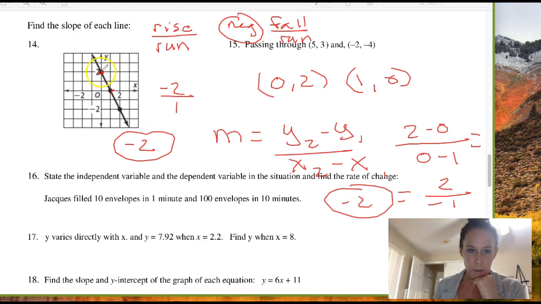If you want to count it, remember, if it is negative, you're going to fall first. That counts for that negative and run 1. If it was positive, you would rise first and then run 1.